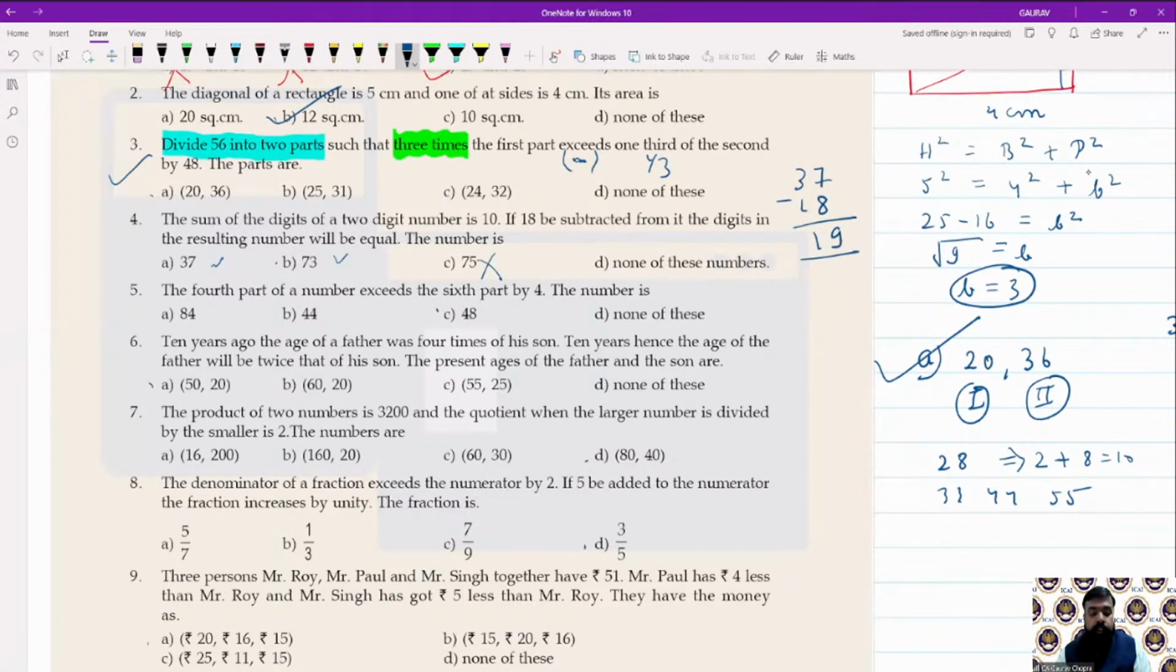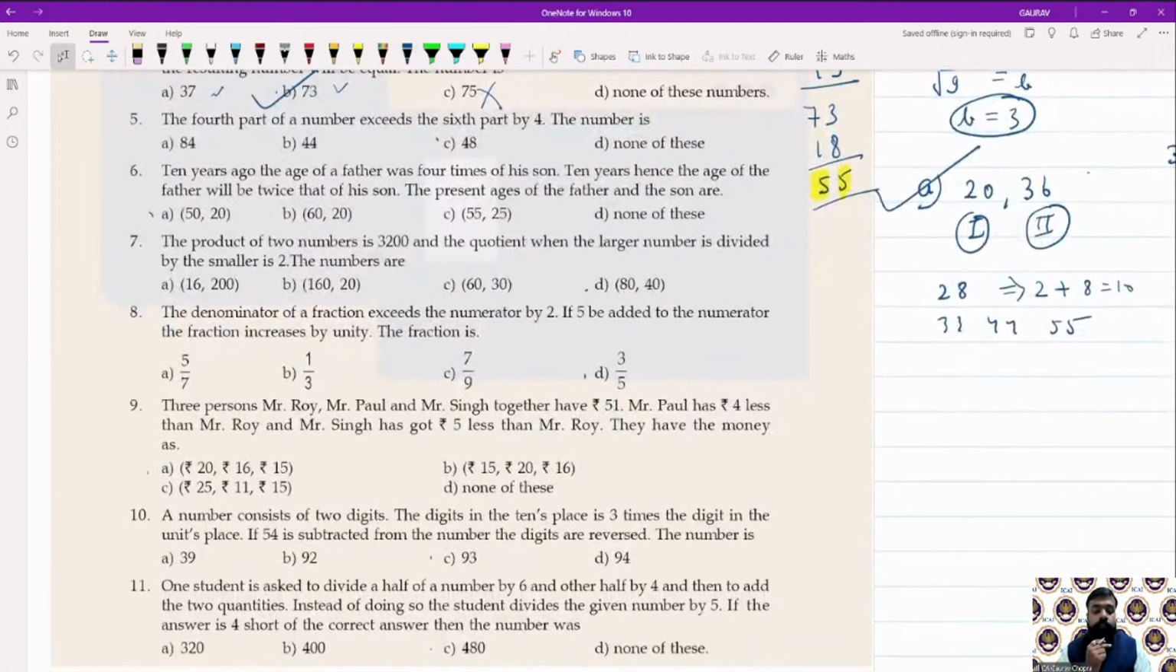If we subtract 18 from 73, now what are we getting? 55. We are getting 55. So both the digits are same. So therefore we can select option number B, as 73.